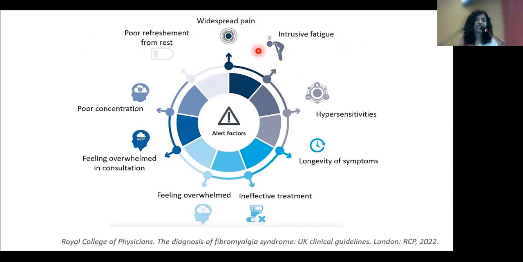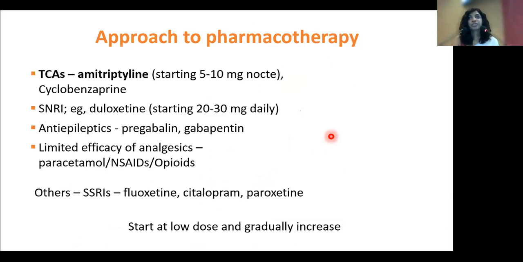For example, if they complain of widespread pain and there's intrusive fatigue, they don't want to be fatigued, but they do feel fatigued. And they're saying that they don't feel refreshed after waking up. There's hypersensitivity. There's a long duration of symptoms. The treatments don't seem to work. They feel overwhelmed. They can't concentrate. If you pick any of these up, you need to think of it, look out for it, and evaluate these patients properly. So coming on to how do we treat them?